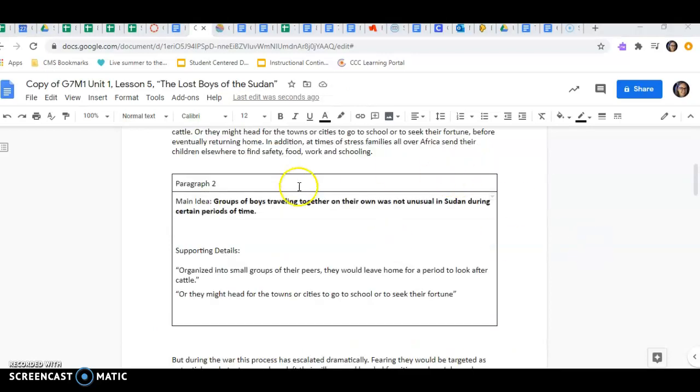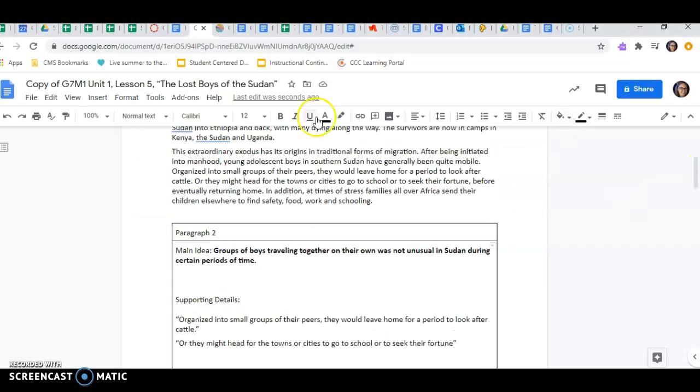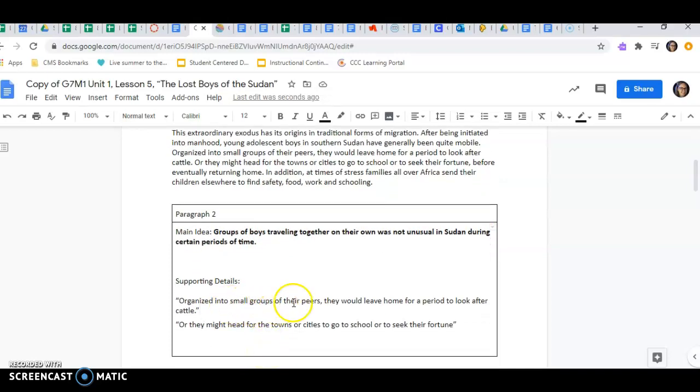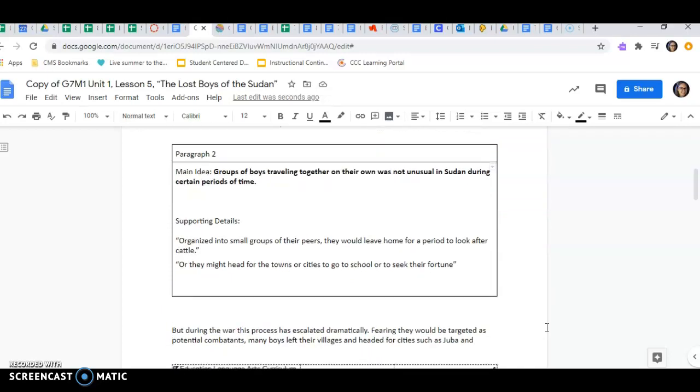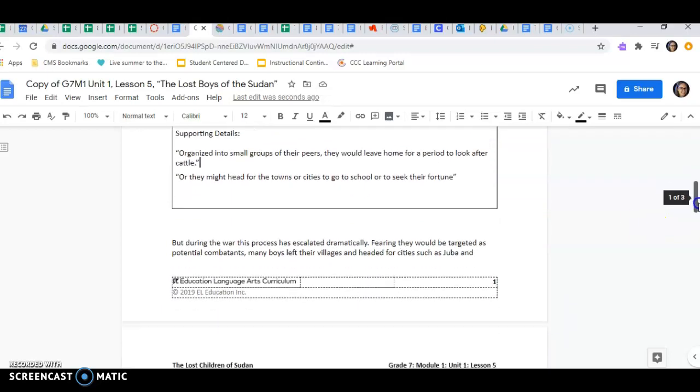Okay, so let's recap. I found the main idea of this paragraph by going back and rereading and thinking about what it really talked about here. I had my clue in my first sentence, traditional forms of migration, but I put that in my own words by saying groups of boys traveling together on their own was not unusual in Sudan during certain periods of time. What are my details that prove that? That they would leave home for a period to look after cattle, or they might head to towns to go to school. Those are my specific details from the text.